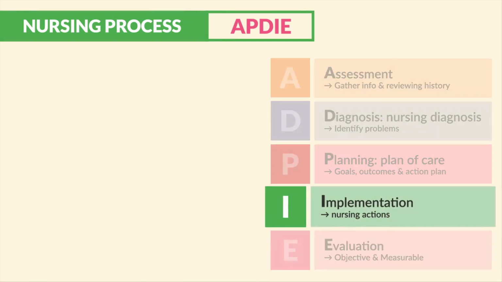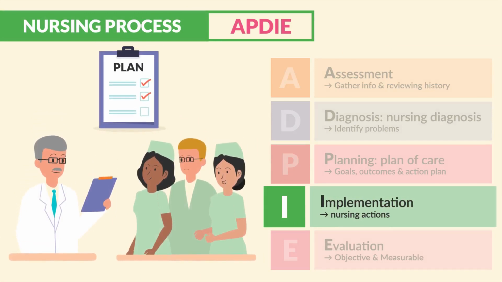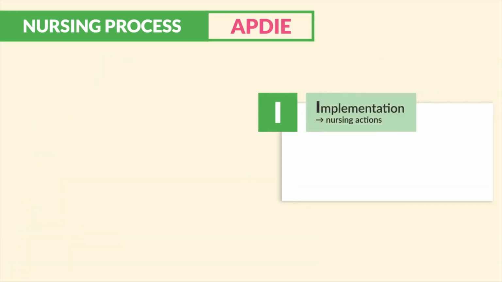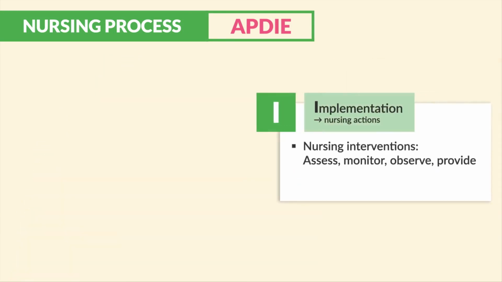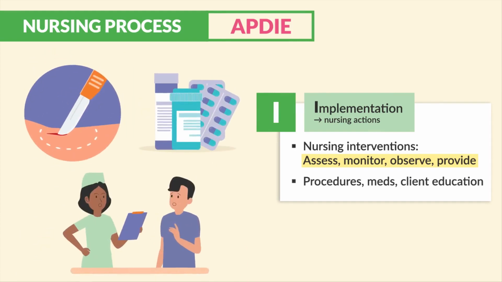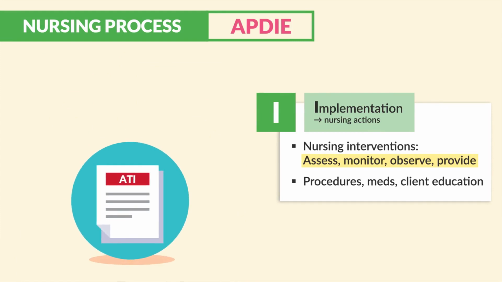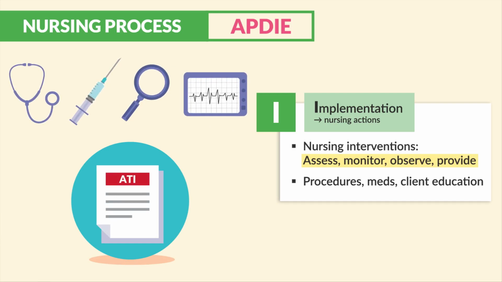Now moving on to I, this is implementation. Basically nursing actions or nursing interventions that the healthcare team will implement with the plan of care that's designed. Now these include nursing interventions, as mentioned before, but specific key terms: assess, monitor, observe, and provide, as well as procedures, meds, and even client education here. So ATI had somewhat of an advanced question here, but notice the key words used: assess, provide, observe, and monitor.